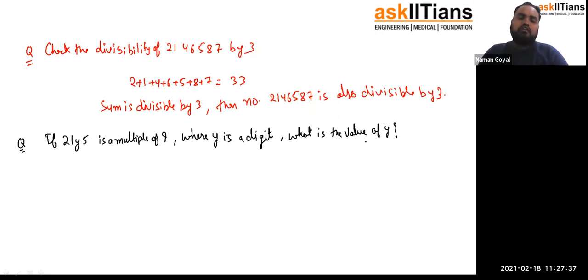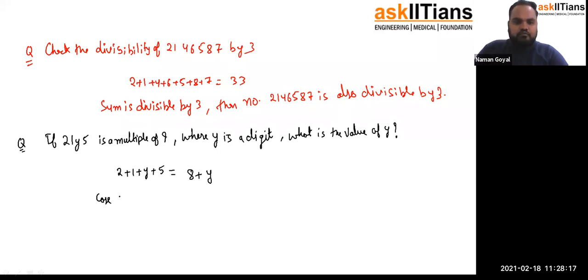Now if the number 21y5 is a multiple of 9, it means it is also divisible by 9, right? So if it is divisible by 9, then the sum of these digits, which is 2 plus 1 plus y plus 5, must be divisible by 9. So the sum we got is 8 plus y, which must be divisible by 9. The first possibility for that sum is 9, right? So 8 plus y can be 9.